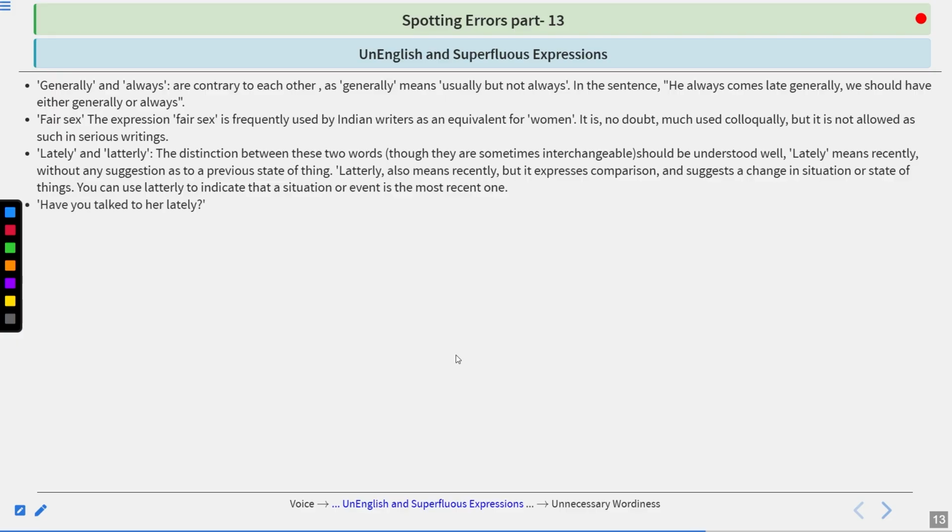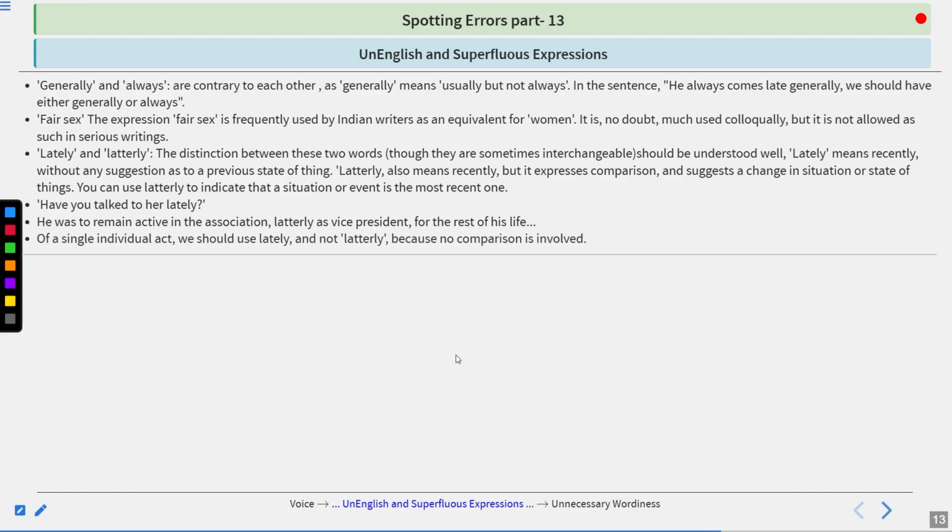Have you talked to her lately? He was to remain active in the association, latterly as vice president for the rest of his life. Of a single individual act, we should use lately and not latterly because no comparison is involved. I hope you have understood.